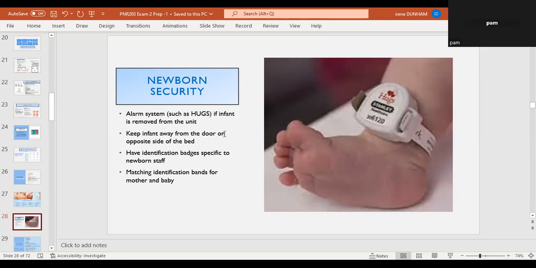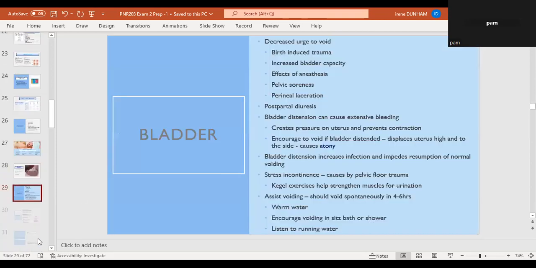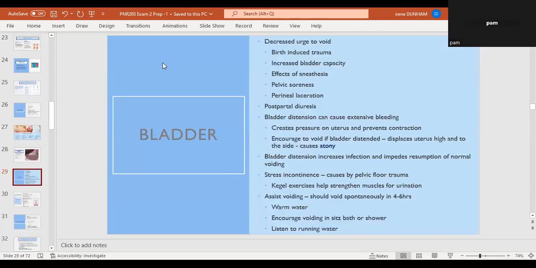And today, L&D units are locked down, and the nursery and postpartum. And you always keep the infant away from the door, in the room. And then we have identification badges for people who come into these areas, that we actually have to take our badge and swipe it to allow us to get into these units. They really have done a nice job with that.